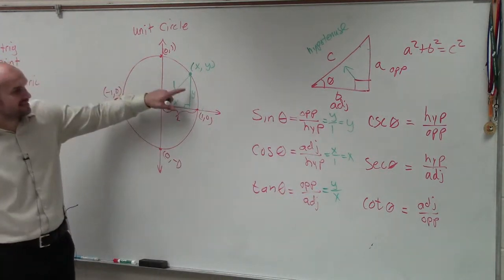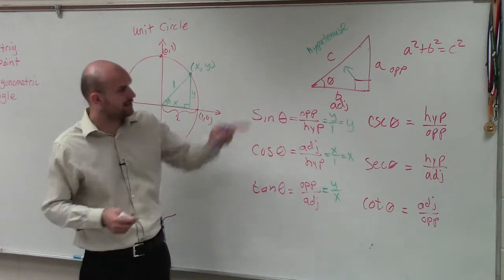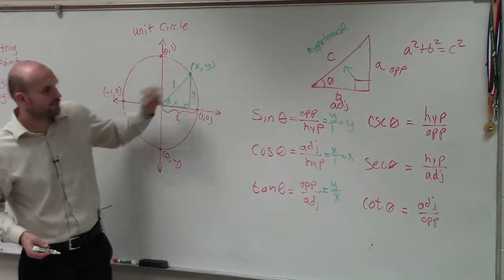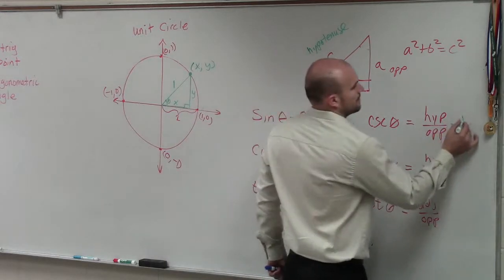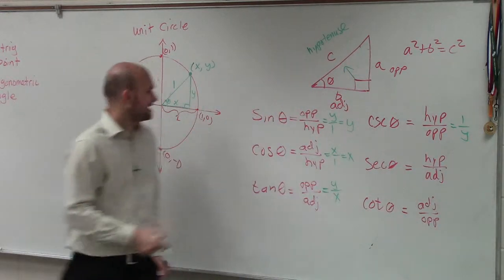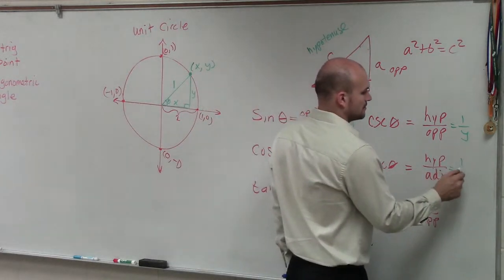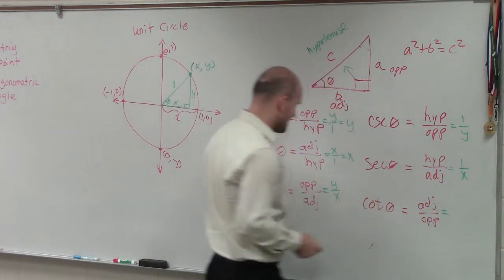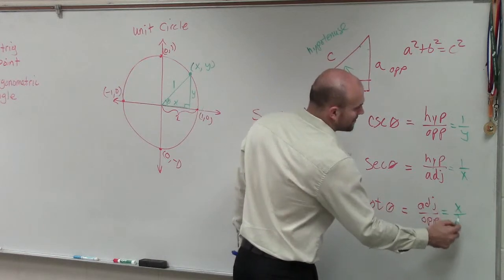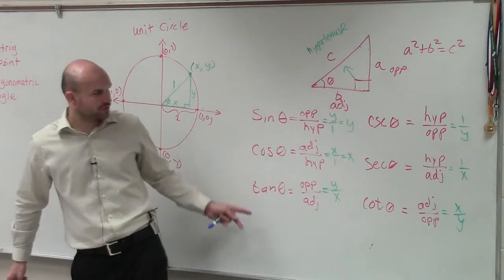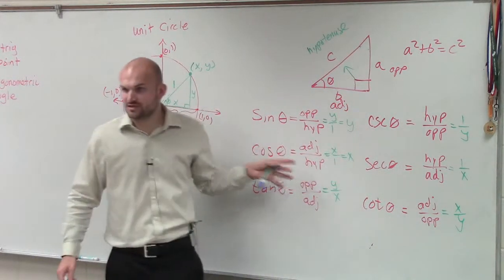Cosecant, that's going to represent now the hypotenuse over opposite, so 1 over y. Secant, hypotenuse over adjacent, 1 over x. And my cotangent is going to be x over y. You guys see how these are all reciprocals? These are reciprocals of these functions.